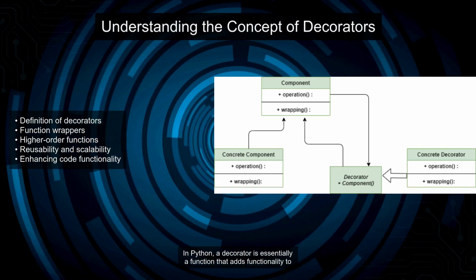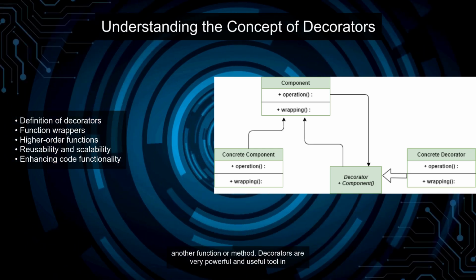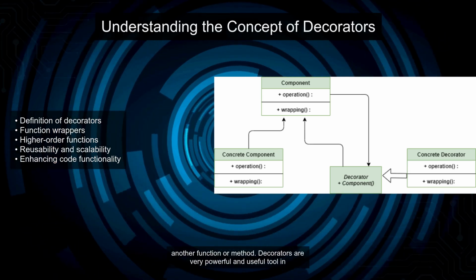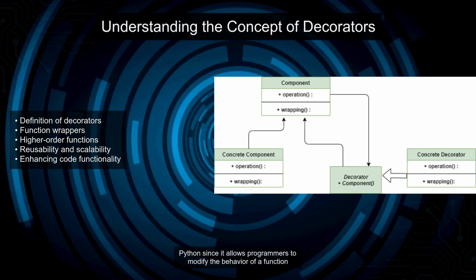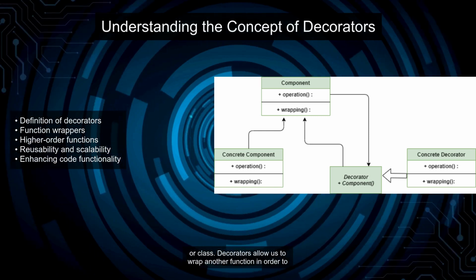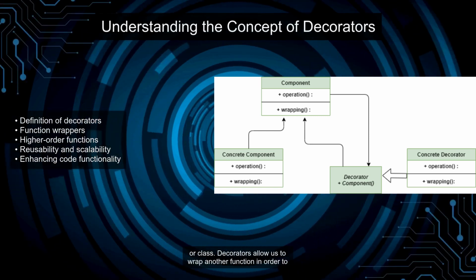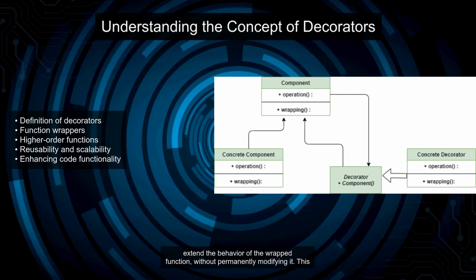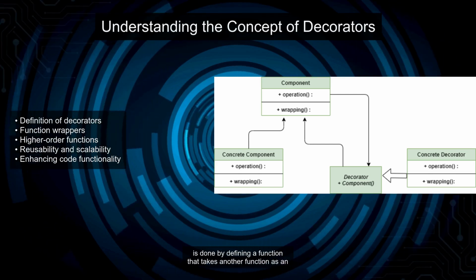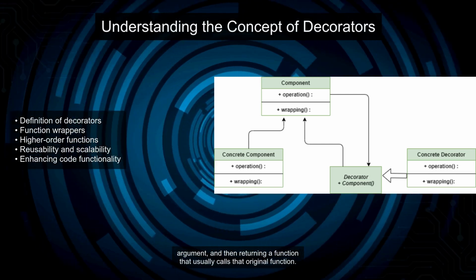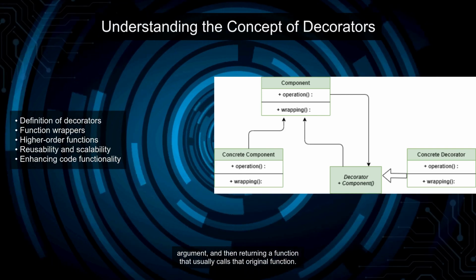In Python, a decorator is essentially a function that adds functionality to another function or method. Decorators are a very powerful and useful tool in Python since they allow programmers to modify the behavior of a function or class. Decorators allow us to wrap another function in order to extend the behavior of the wrapped function, without permanently modifying it. This is done by defining a function that takes another function as an argument, and then returning a function that usually calls that original function.